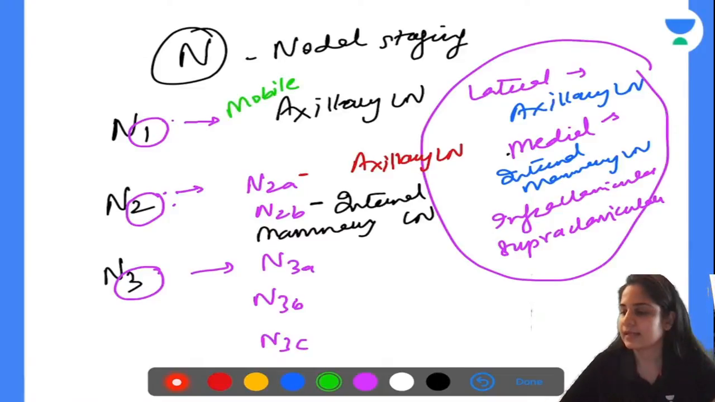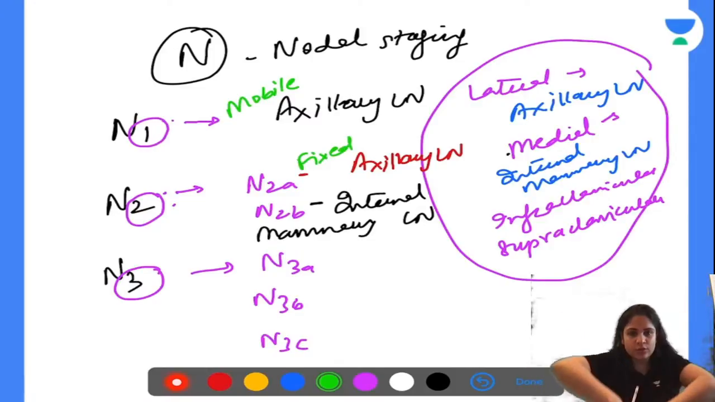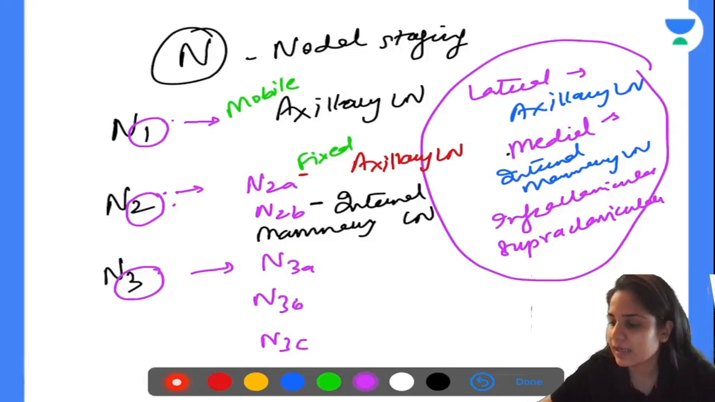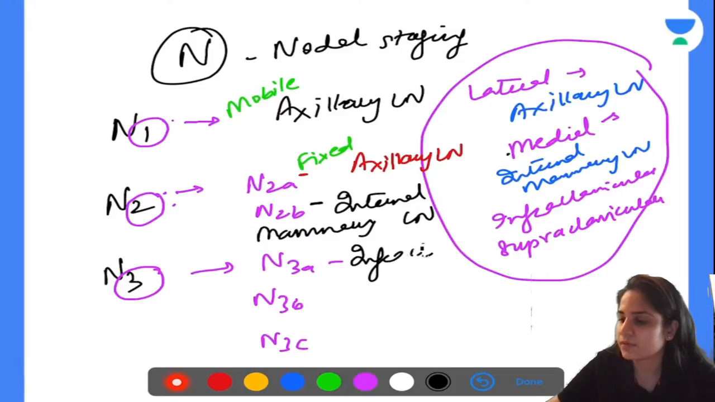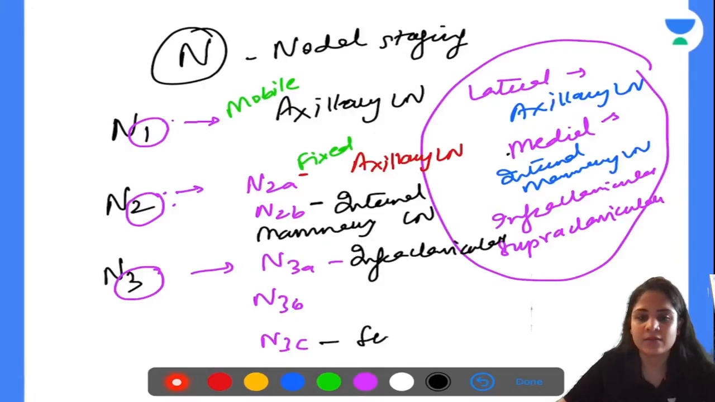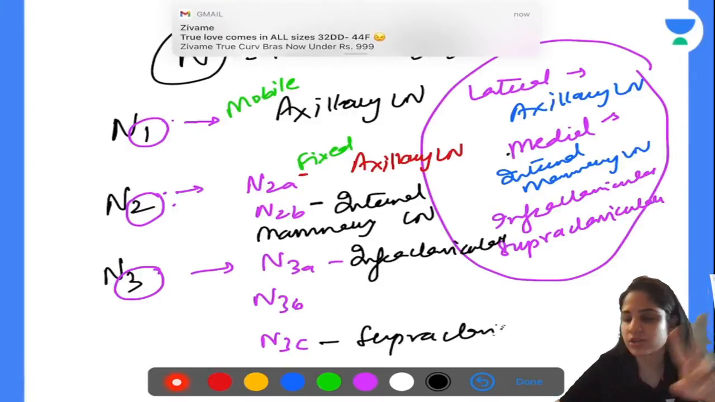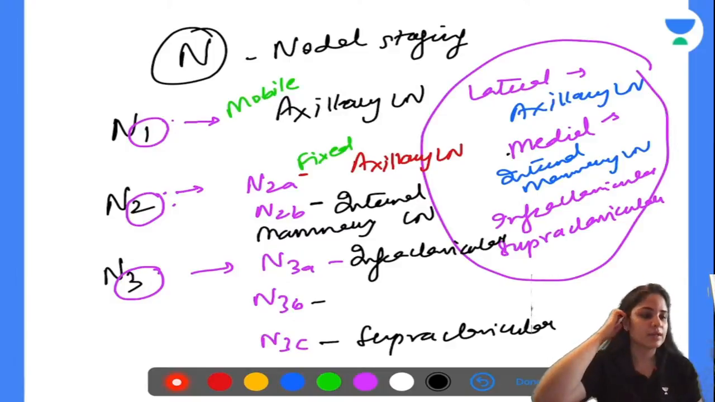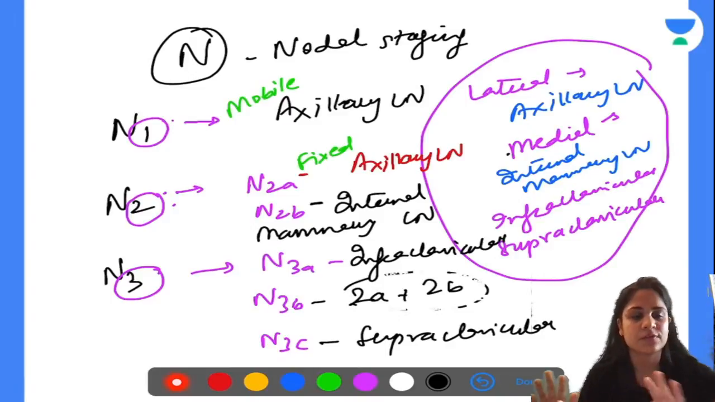Okay. And then I told you the next movement was you were going down, infra, and then you were going supra. Right. So in N3, the lymph nodes that you have are infraclavicular, and the last group of lymph nodes, write it at the very bottom, you have is supraclavicular. Okay. So 3B will be a combination of 2A plus 2B. Okay. So that is how you guys can remember the entire staging of CA breast.